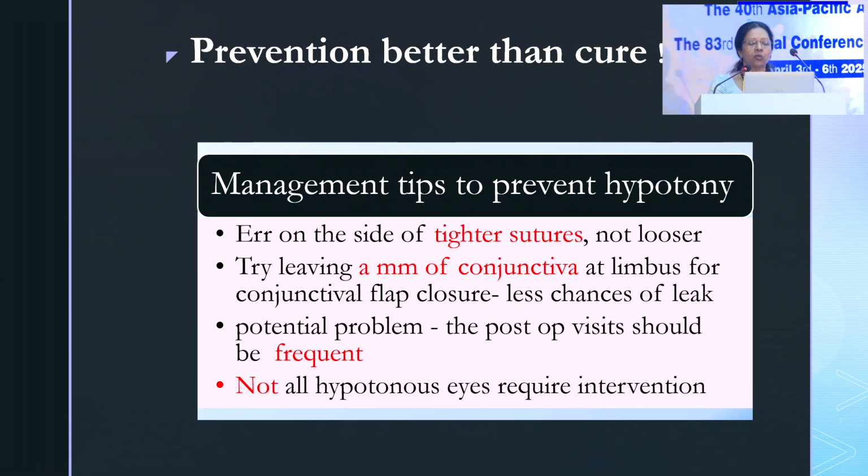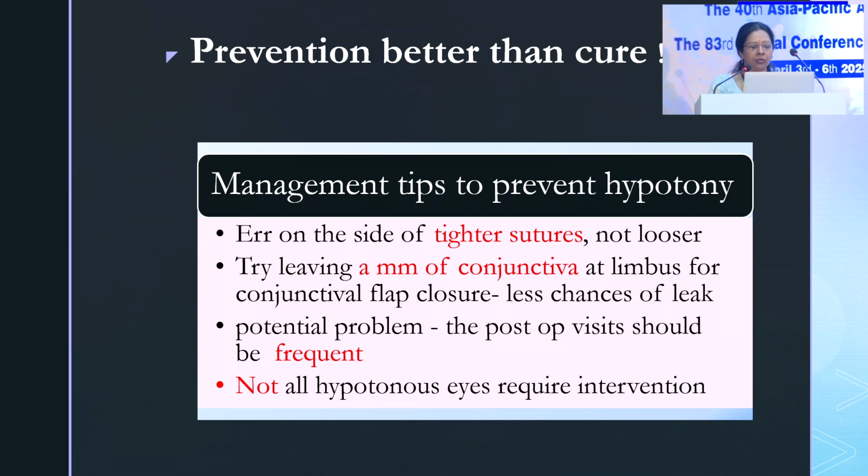So prevention is always better than cure. Management tips to prevent hypotony: you need to err on the side of tighter sutures because you're using mitomycin in all the cases. Try leaving a cuff of conjunctiva at the limbus so that your closure becomes snug and nice and there's less chance of leak. If there is any potential problem, you increase the post-op visits.